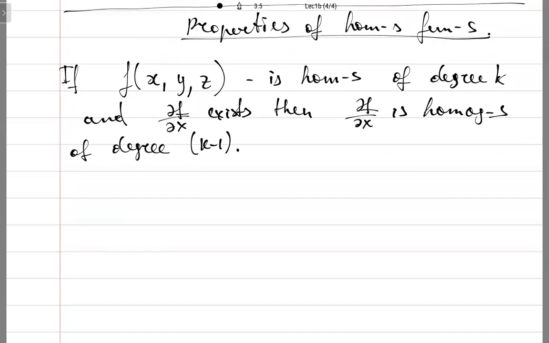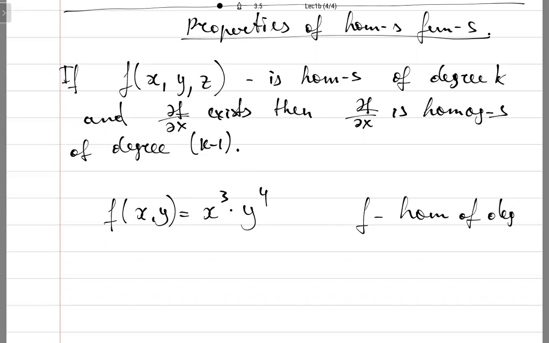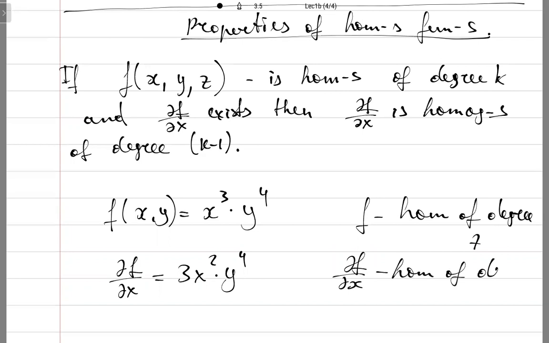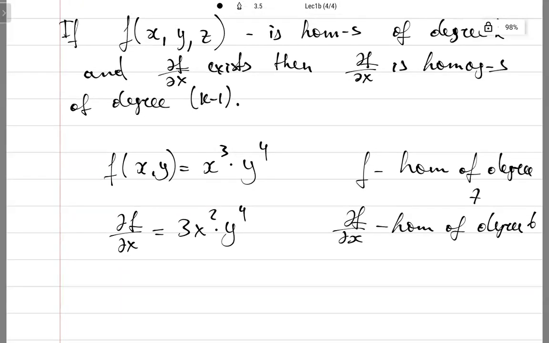For a polynomial, it's more or less obvious. If I have f of x, y equal to x cubed times y to the power of 4, f is homogeneous of degree 7. If I take df with respect to dx, I obtain 3x squared times y to the power 4, which is homogeneous of degree 6. Here it's obvious; you can just take the derivative. In general, this property is less obvious because homogeneous functions may be ugly.